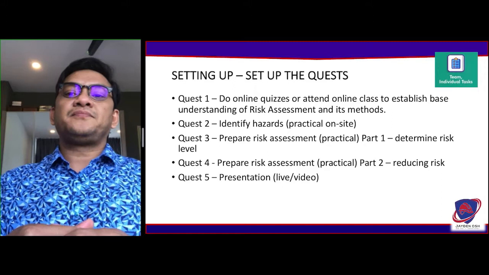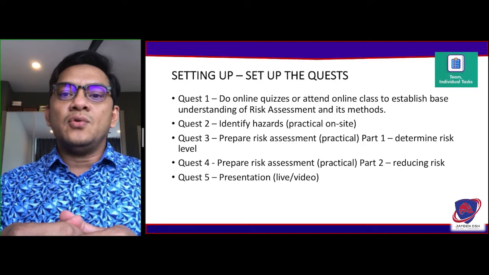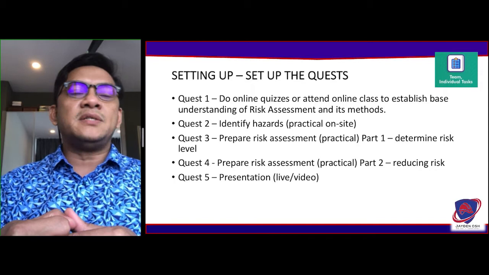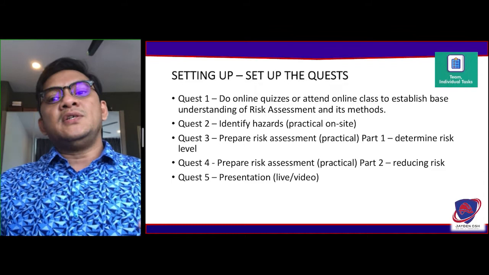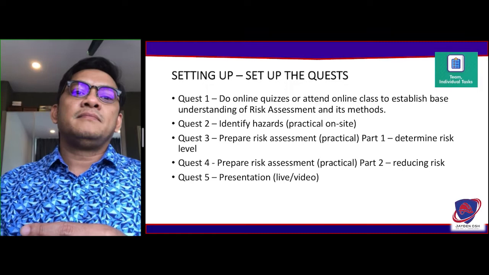Now quest three relates to preparing the risk assessment, part one. That is to identify the likelihood and the severity of harm, and to identify inherent risk or residual risk. You have to identify the existing preventive measures or mitigative measures. And at the end of it, identify the risk level. That is quest three. A lot of the terminology within quest three is very important, so that they can relate by doing both the activity and thinking about the concept.